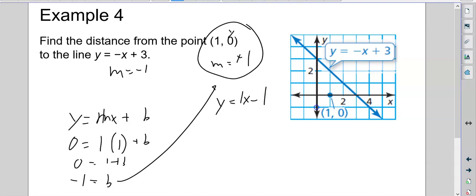So my y-intercept is actually going to be right here with a slope of 1, which means it's going to go right here. And we know that this is perpendicular to that line. And that's it.